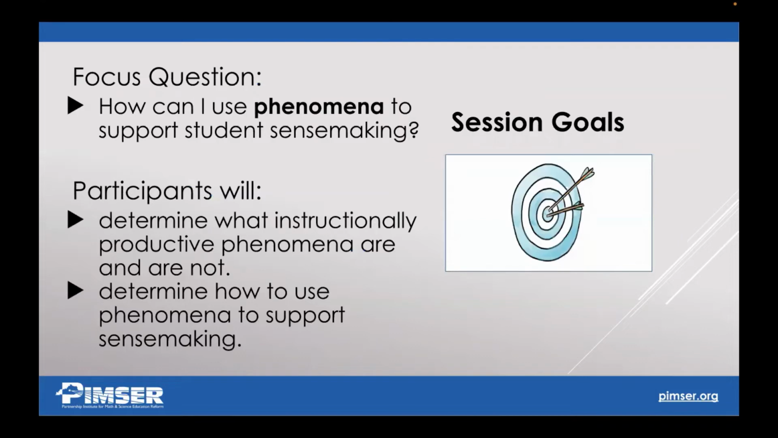So we've been looking at this idea of instructionally productive phenomena and what they are. And now we want to move into our second goal and think about how we determine if the phenomenon is going to support sense making, and how we can use it to support student sense making.